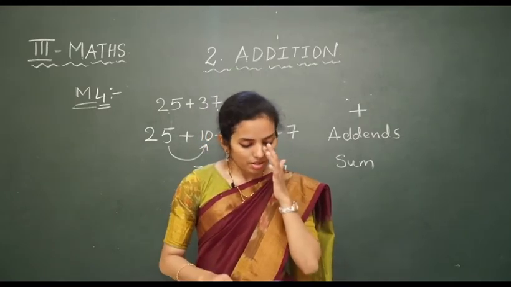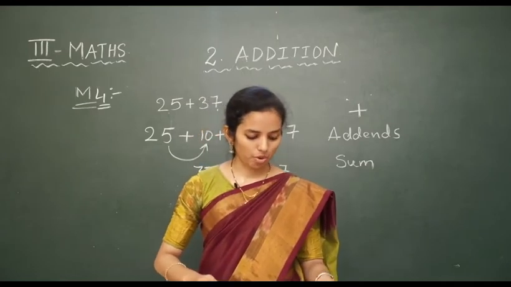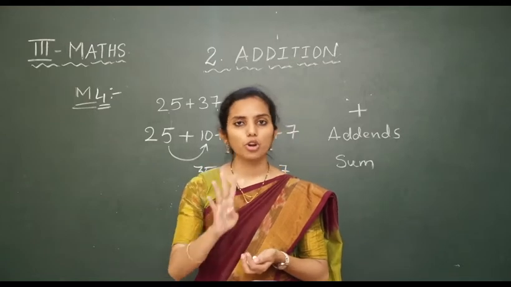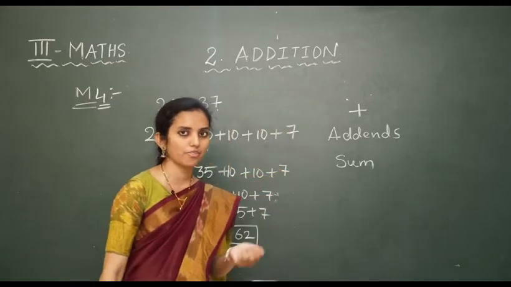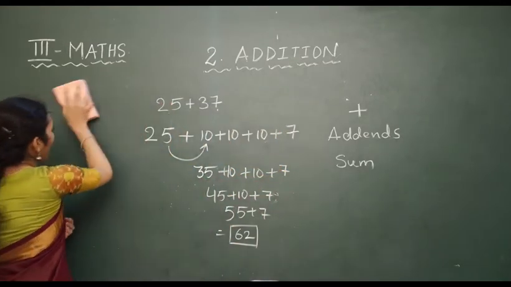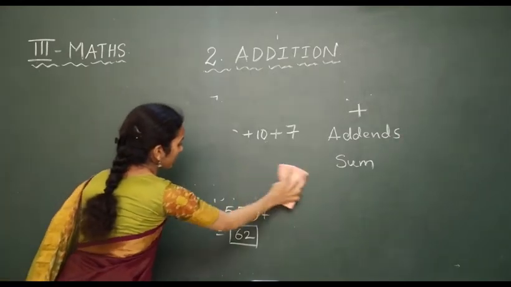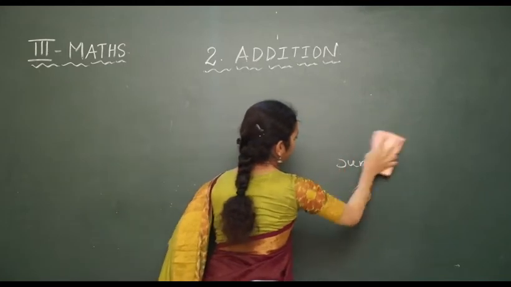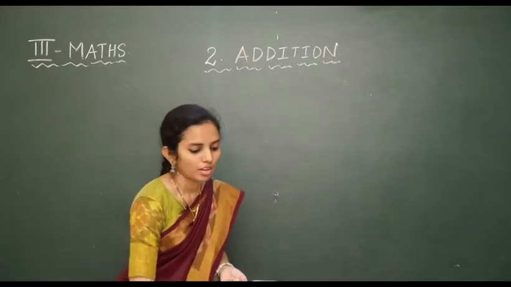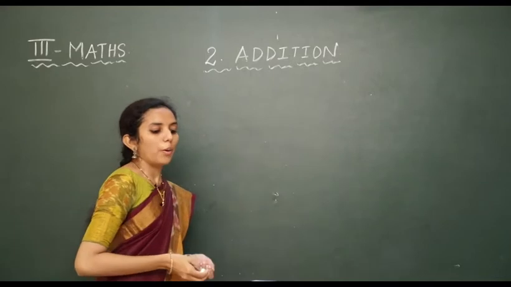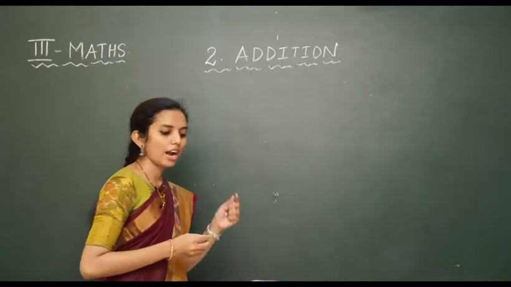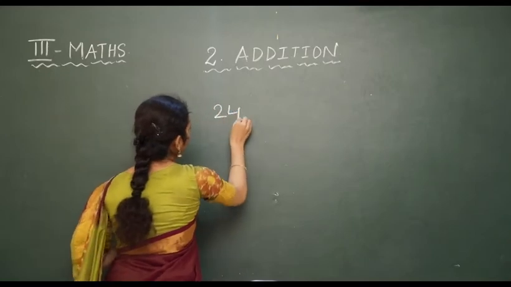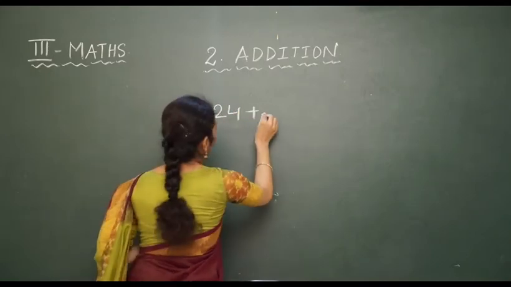Now let us do some exercise problems. Exercise problems are of different types, that is of 4 methods. 4 methods of addition we have learned, and exercise problems for the 4 methods of addition are given to us. So first method is breaking one of them. Add the following numbers, breaking one of them. What is given here? 24 plus 59.